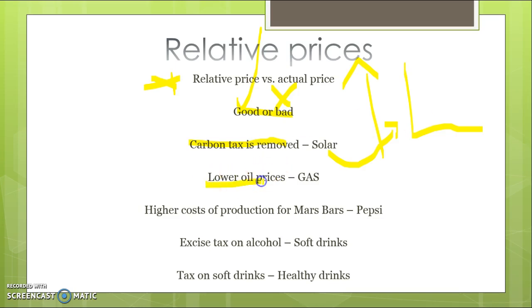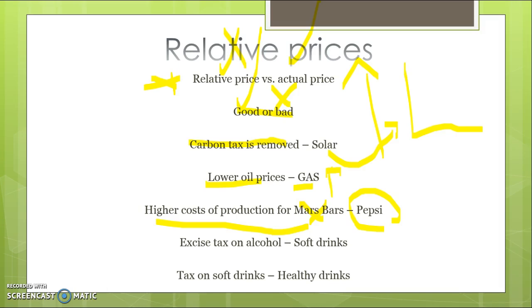Again, lower oil prices. If I own a gas company, is that good for me? No, because people are going to be filling their car up with petrol. So resources will flow away from the gas industry. It's got a higher relative price, but demand will shift to the left. If there's higher cost of production for Coke, what will happen to the market for Pepsi? Well, that'll have a lower relative price, but the demand curve would shift to the right, because now the substitute's more expensive. Then the price will go up for Pepsi, so the relative price would go down, but the actual price would go up, and that would lead to more resources flowing into Pepsi.